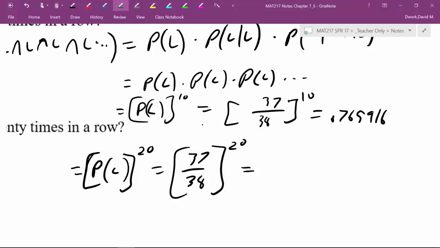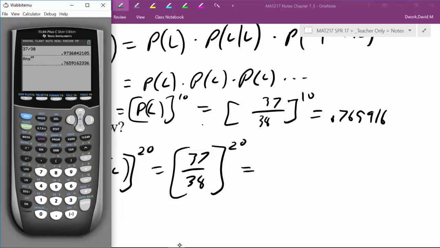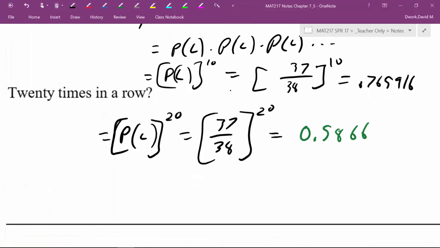Well, just think about it in reality. The logic says, all right, you play once, 37 out of 38 times you're going to lose. That's pretty high. But the more you play, you're going to have a better chance of winning, right? That you're more likely to win because you're playing more, so you're losing more money, right? So, all right, let's see. 37 out of 38 raised to the 20th would result in 0.5866. So just over half, 58.66% of the time, you are going to lose 20 spins in a row.